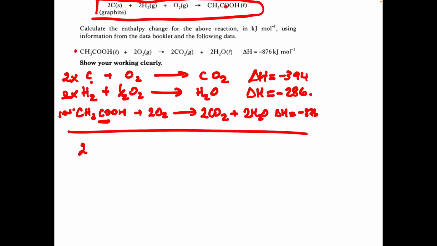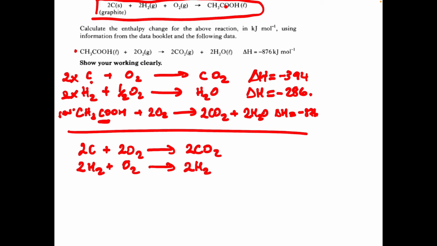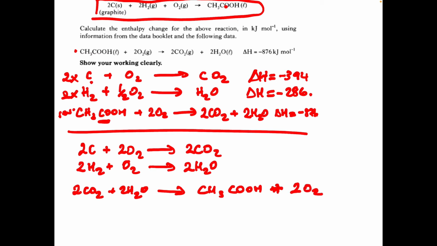So we'll do this, we'll get 2C plus 2O2 gives 2CO2. Then 2H2 plus, and remember we're times-ing that by 2, so that's just going to be O2, gives us 2H2O. And then we're reversing this, so it's 2CO2 plus 2H2O gives us CH3COOH, not a times, a plus, and then a wee 2O2.